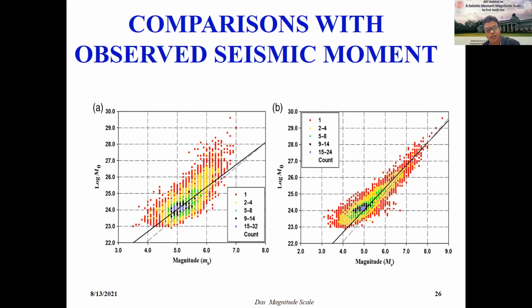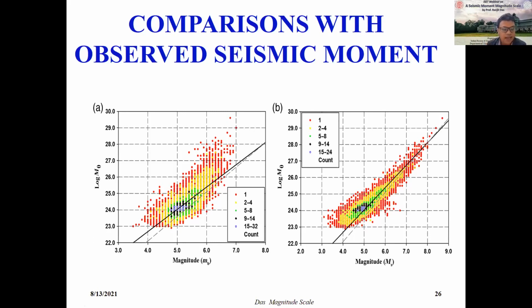If we convert from mb to Mw or mb to MwG, this dark black indicates the DM magnitude scale, and the other one is from Hanks and Kanamori. So the DM magnitude scale, the hard black one, is passing through the middle, and the other one is not passing through the middle in both cases.